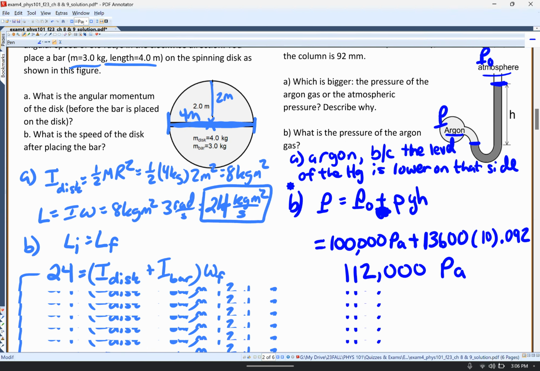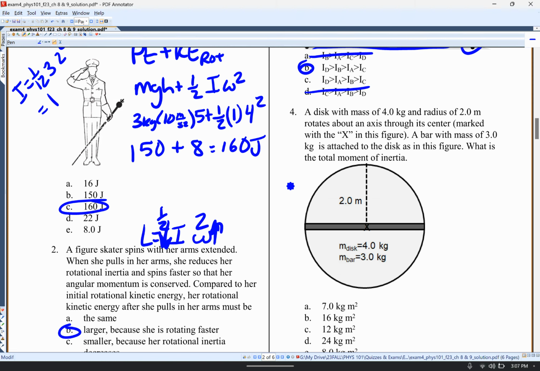So here I want to know the total moment of inertia. I'm going to add those two together. I have the disk, which is a flat cylinder, 1 half of the mass, which is 4, right there, times the radius, which is 2. So that's 2 squared. 2 times 4, that's 8 kilogram meters squared.